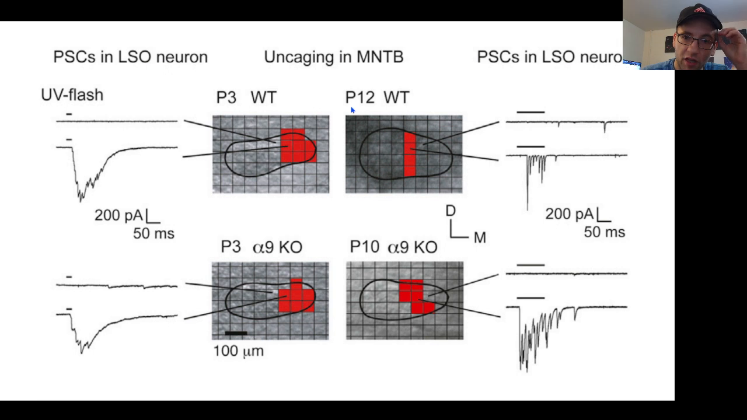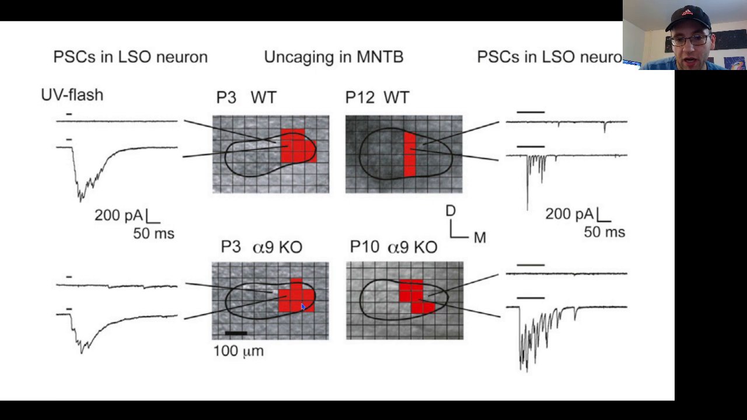Okay? But as development happens, P12 is about when hearing onset is. So this is mainly due to spontaneous activity and natural cues. You see the sharpening effect. You can't stimulate LSO neurons as easily. You have to be more specific. The area of MNTB that you can uncage glutamate on with a laser to drive activity in the LSO neurons, or rather not drive activity but rather inhibit activity, this area is getting smaller. So there's probably some structural and functional changes underlying this, and we'll get into that.